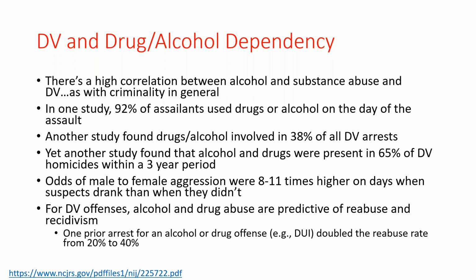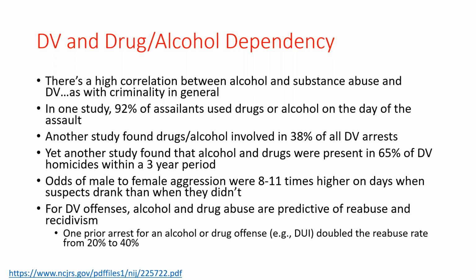And then another study talked about it being present in 65% of DV homicides within a 3-year period, which is actually a pretty high number when we talk about homicides. And the odds of male to female aggression are going to be higher on days when somebody drank than when they didn't. The other thing is alcohol and drug abuse are predictive of re-abuse and recidivism in DV offenses. I am guilty of looking at criminal histories for DV cases and only looking at prior assaults or prior DV offenses or maybe felonies, right?